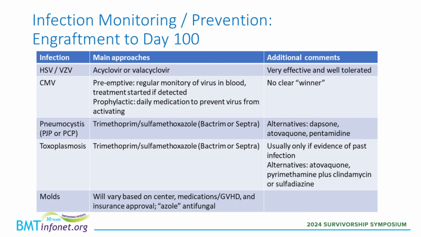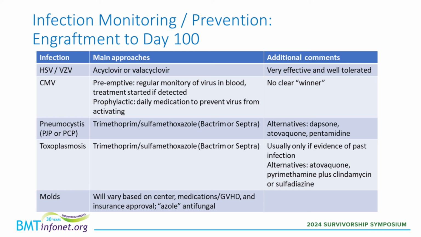So in the period between engraftment and day 100, there's several specific things we do to prevent infection. So for that HSV and VZV viruses, again, we usually maintain some sort of antiviral against them. And usually it's either acyclovir or valacyclovir. These are very effective at preventing these viruses from becoming active, and they're also very well tolerated with very few side effects.